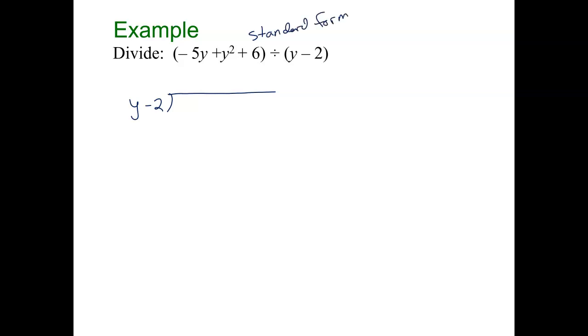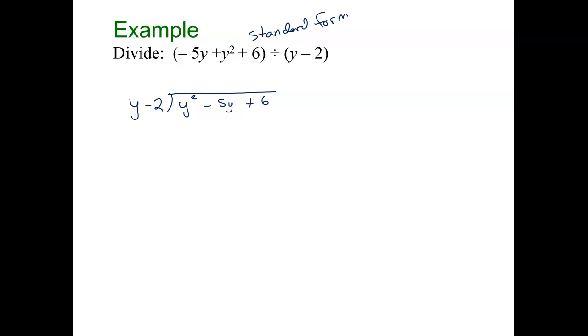So standard form means which term is going to come first? Y squared. And then after that, negative 5y and plus 6. Has to be in standard form. If you don't write it in order of descending powers, you're going to mess up the whole thing. It's like trying to do long division and dividing by the tens place before you do the hundreds place or the thousands place. You can't do it out of order. So we need to make sure we write it in order of descending powers. And then we start our process.